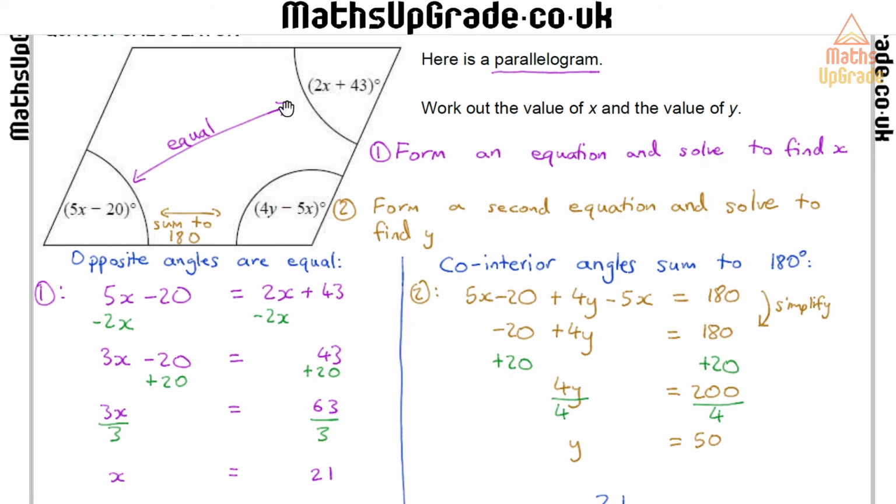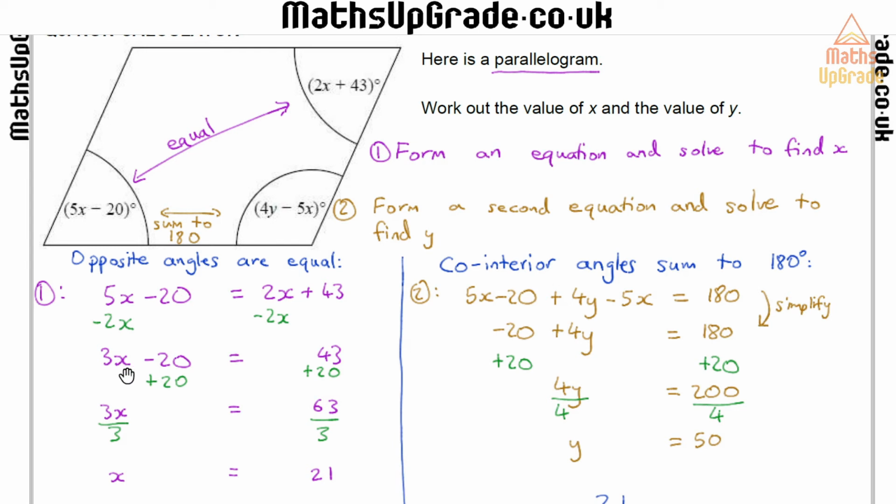To form the first equation, I'm going to say that these two opposite angles are equal. They must be equal. So 5x minus 20 must equal 2x plus 43. So I've formed an equation there. Now I need to solve that equation. So I'm going to subtract 2x from both sides, using the balancing method.